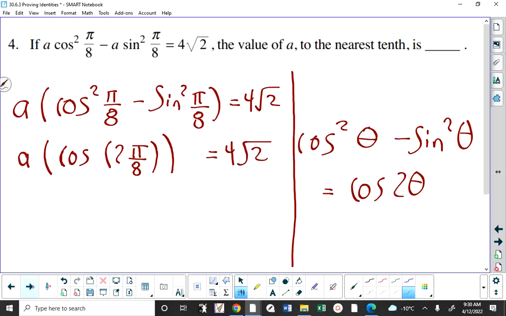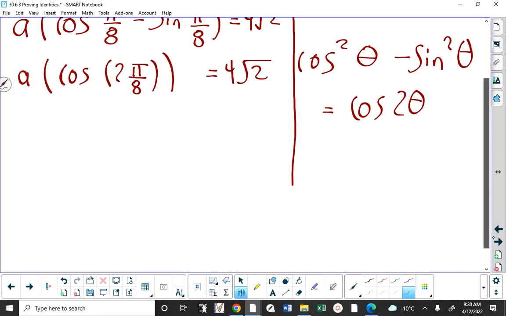And at this point in time, what you can do is calculate what this trigonometric ratio has for a value. Because 2 pi over 8 is pi over 4. It simplifies to pi over 4. So we get a times cosine of pi over 4 equals 4 root 2. And again, we're trying to figure out what a is.